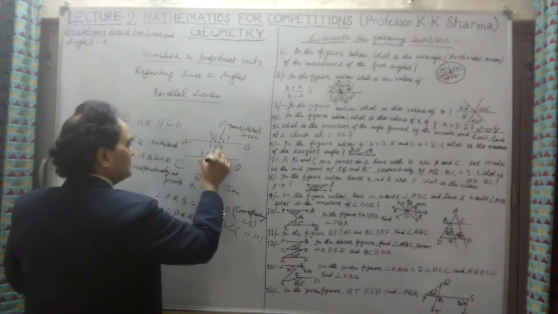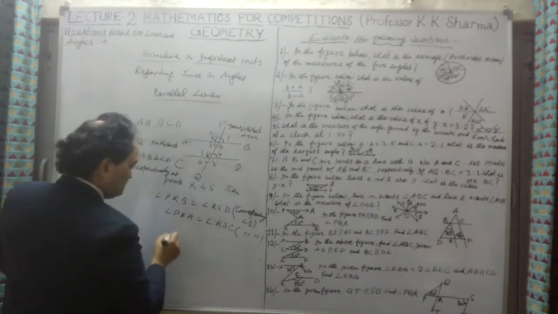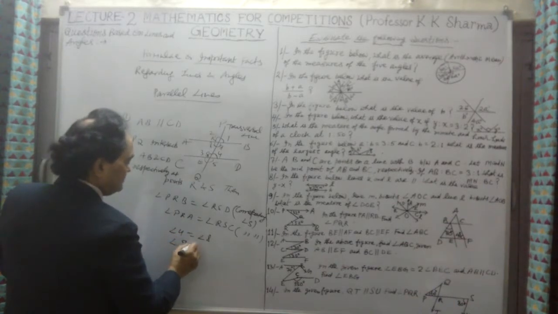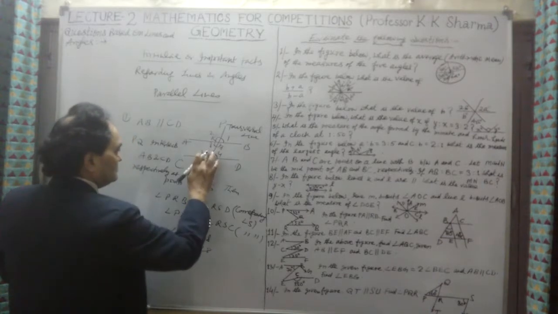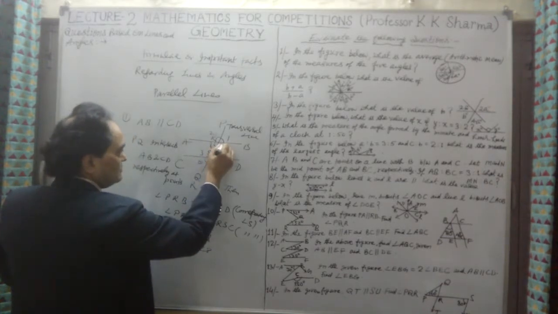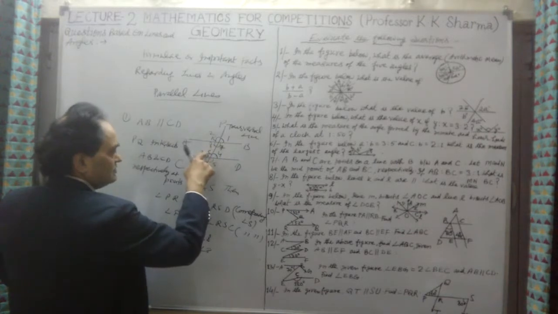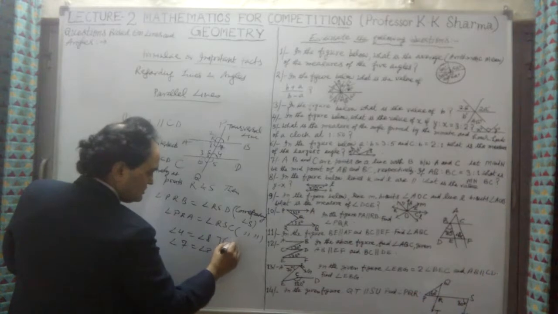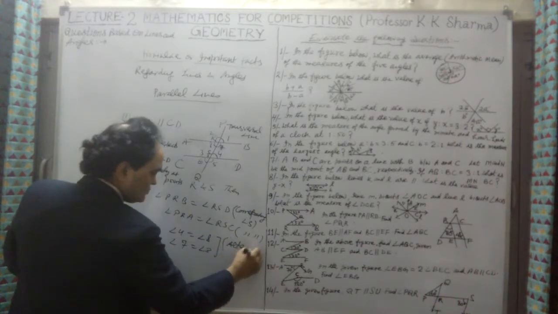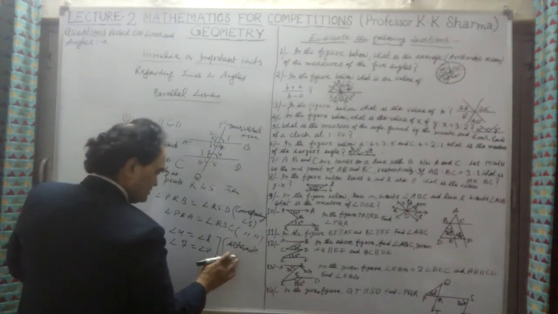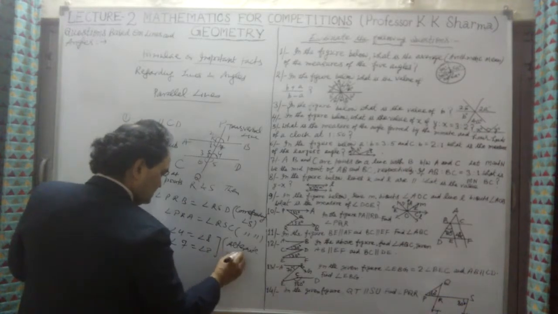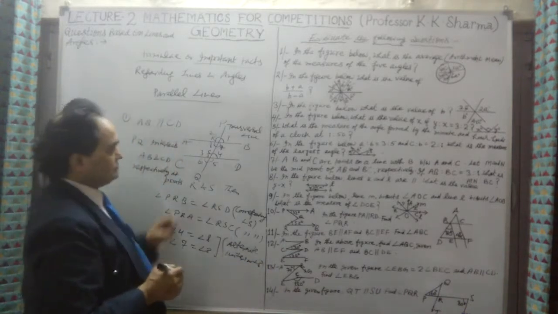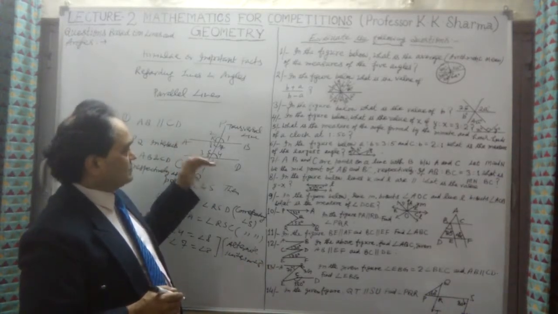Alternate interior angles. Let me take angle 4 is equal to angle 8. Angle 7 is equal to angle 3. Now this is angle 3. This is angle 7. Angle 7 equals angle 3. Angle 4 equals angle 8. They are known as alternate interior angles. These are interior angles. They are equal.